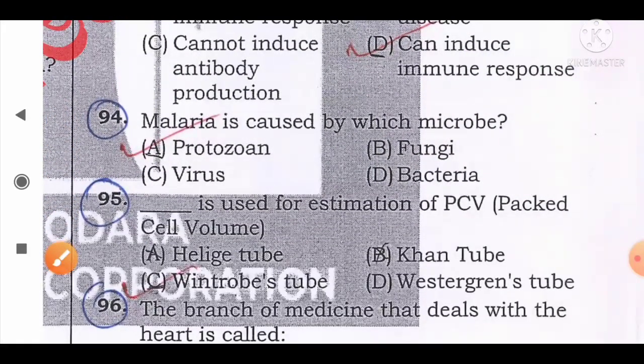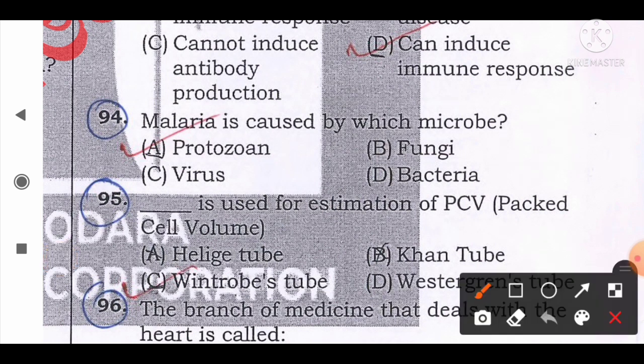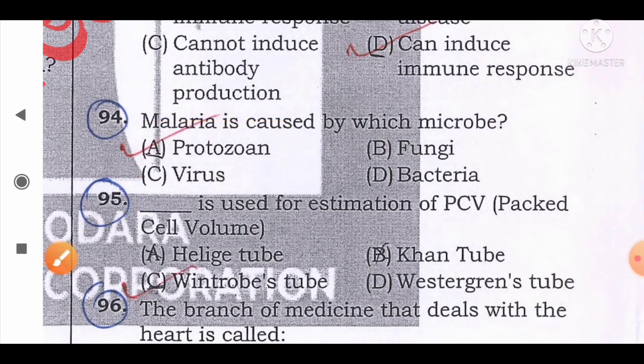Move to the next question number 94. Malaria is caused by which microbe? Option A, protozoan, B, fungi, C, virus, D, bacteria. It is also one of the repeatedly asked questions in various exams. And the correct answer for this question is protozoan, which is responsible for malaria. So A is the correct answer for this question.